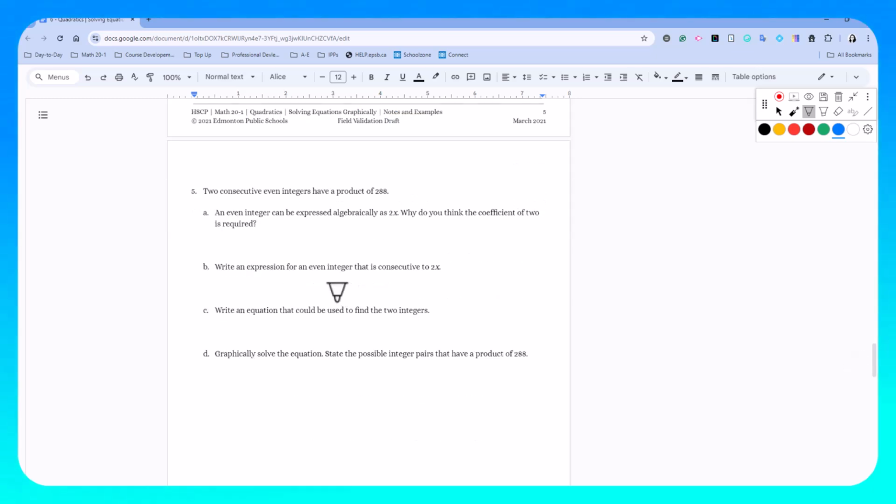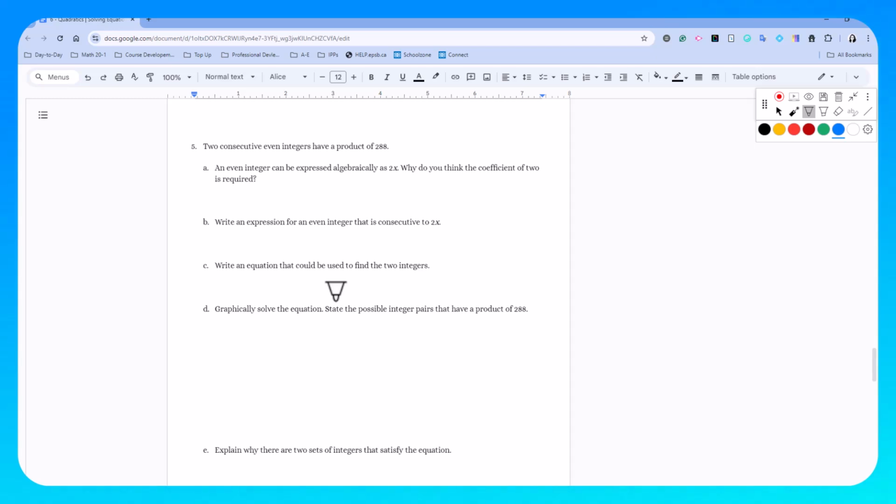Let's keep going, and we're looking at the last question. Now, this is a common question type. And before we get into it, we have to make sure we understand what a few of these words mean. The first one is consecutive. Consecutive means that it is one number right after the next. But in this case, it's even numbers that are consecutive.